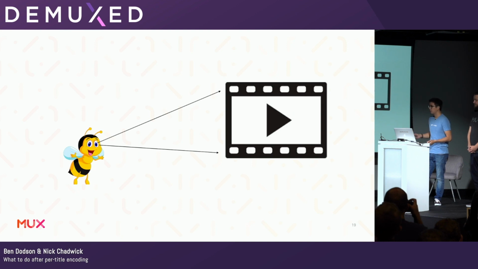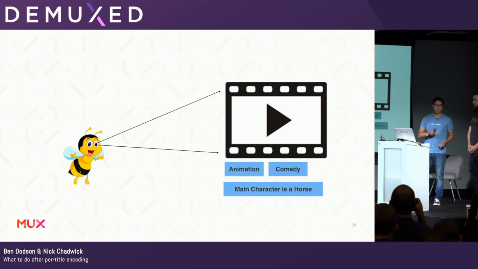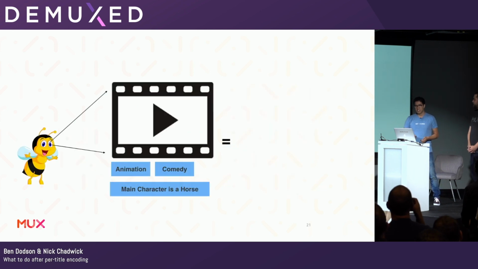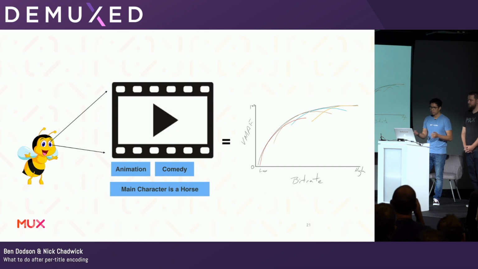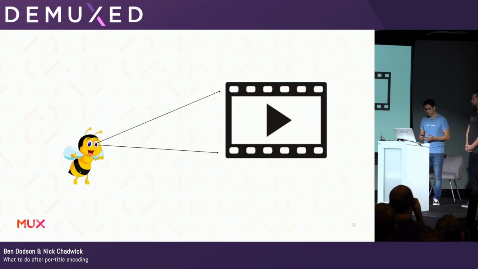Well, you'd probably start just by watching the video. And pretty soon after the video starts, you start labeling the video under certain categories. Like, this is clearly an animation. It's a comedy. The main character is a horse. And then, as part of the training process, we show you what the convex hull for that looks like.